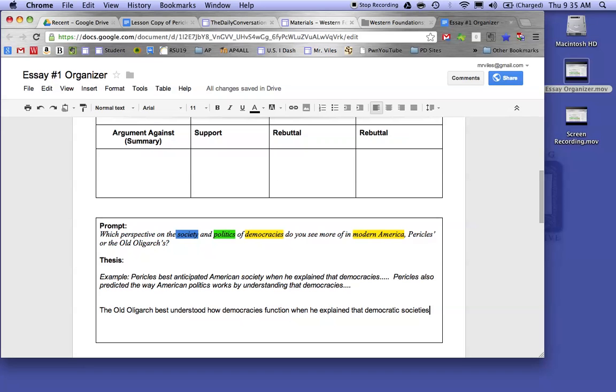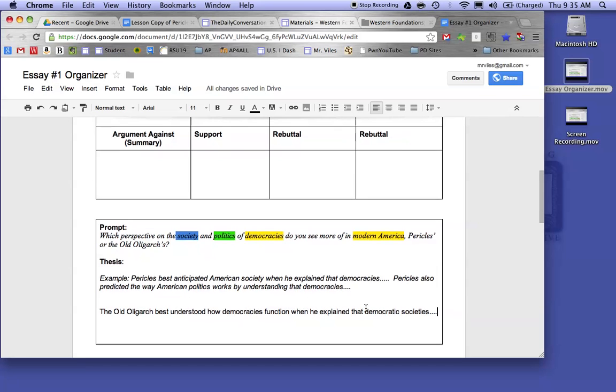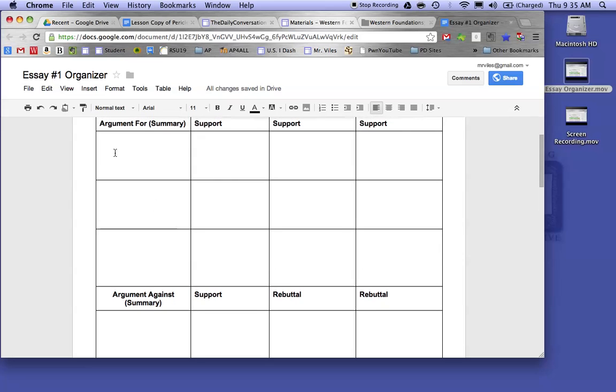So the old oligarch best understood how democracies function when he explained that democratic societies what? Now, how I finish this sentence, I would go up and look at my arguments, my summaries, and look for which of these three summaries talk about society. I might have one on politics and two on society, or two on politics and one on society. Let's say I have two different arguments that were both social arguments. They were slightly different, but both about society.